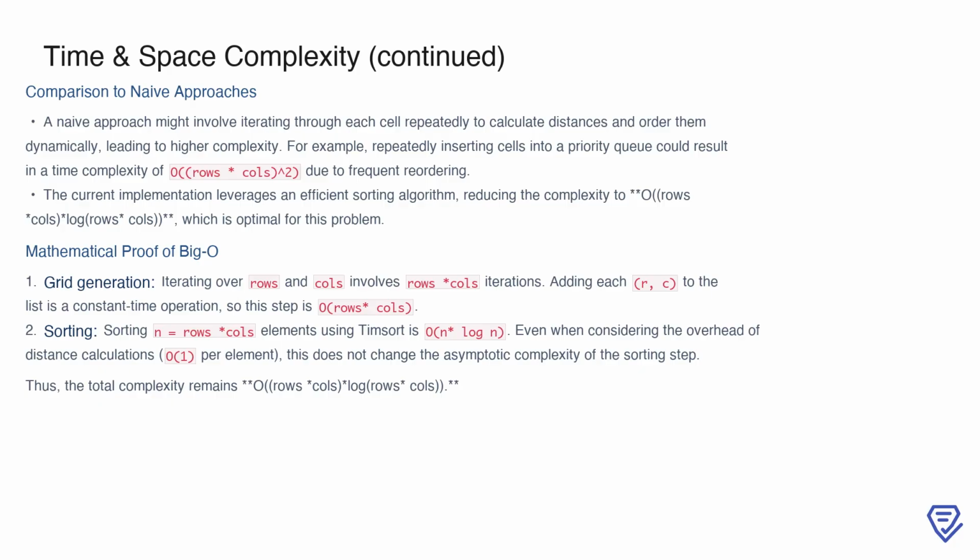Mathematically, we can confirm this by analyzing each step. Generating the grid cells involves rows * cols iterations, with each addition to the list taking constant time, leading to a complexity of O(rows * cols). Sorting these rows * cols elements with timsort is O(n log n), where n is the number of elements. Even accounting for the constant time distance calculations during sorting, the asymptotic complexity remains unchanged. Consequently, the total time complexity of the solution is firmly established as O(rows * cols * log(rows * cols)).